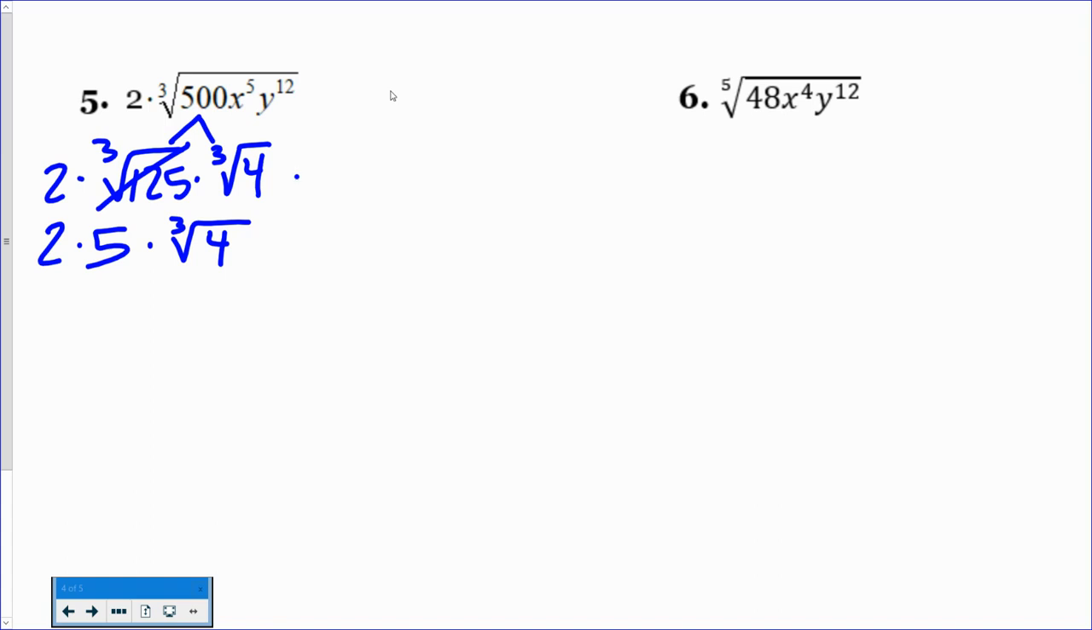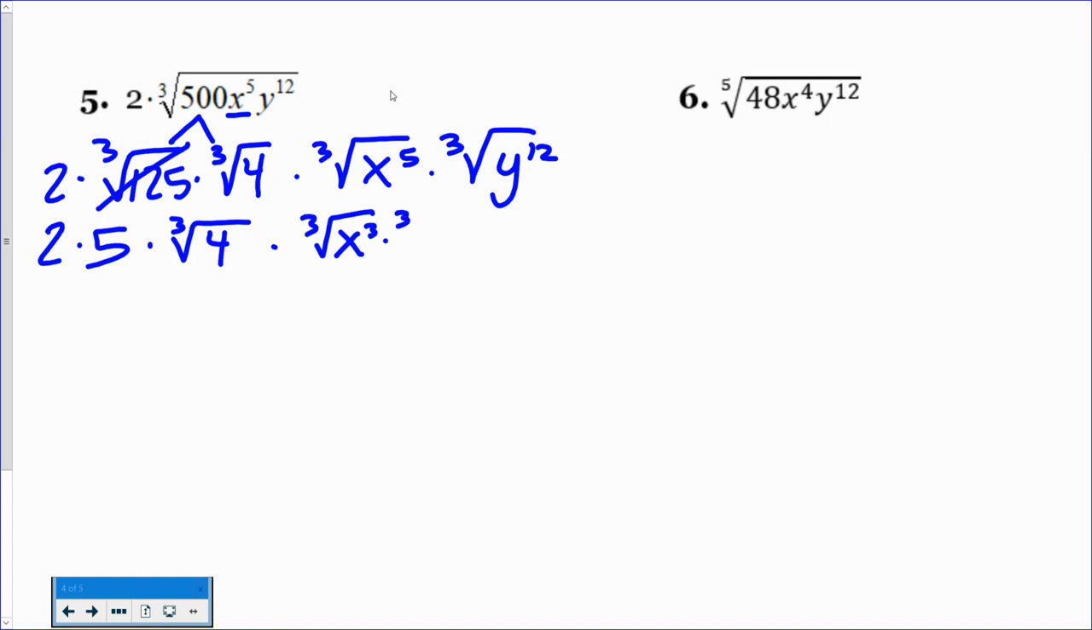All right, so we'll come back up here. I haven't taken care of the cube root of x to the 5th or the cube root of y to the 12th. So similar to what we did with a previous problem, I'm taking the cube root of x to the 5th. 5 is a number that's larger than my index 3. So that means I can break this up into 2 radicals of x to the 3rd, and then what's remaining would be x to the 2nd.